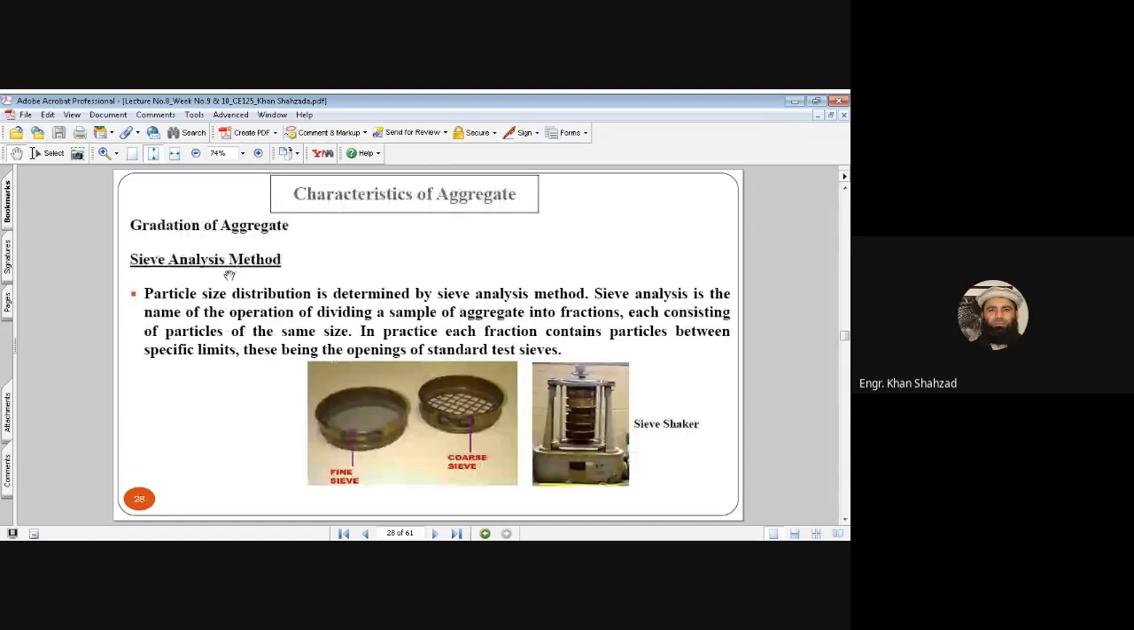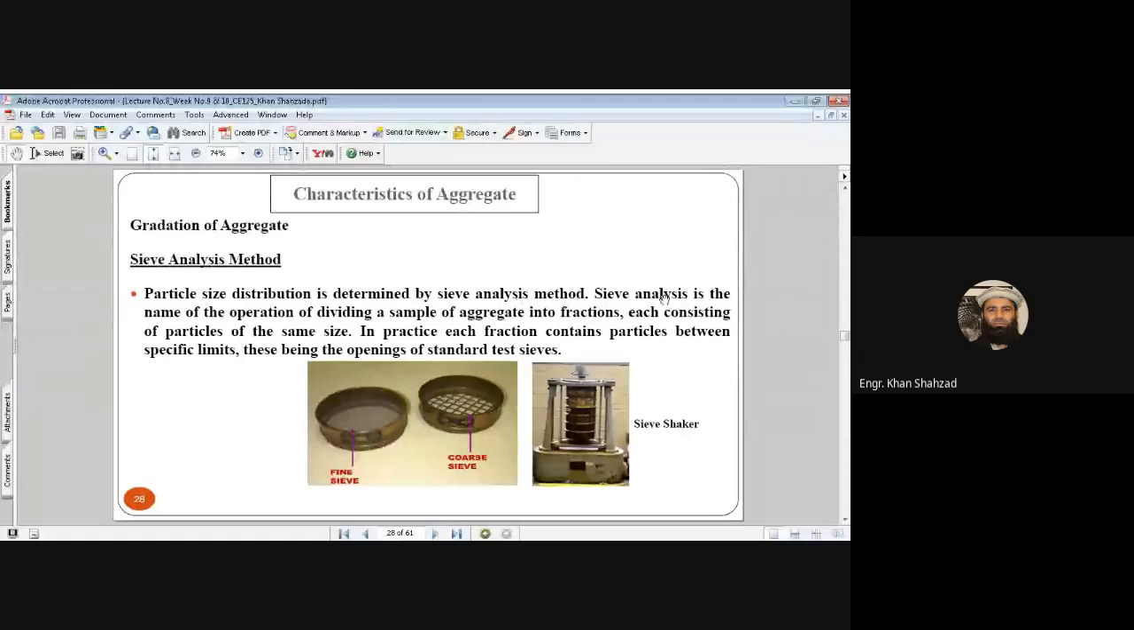As I told you, we are using sieves. So these are the fine sieves, having finer sizes, small holes. This is the coarse sieve having larger size, large holes. And this is the sieve shaker, a mechanical shaker, with the help of which you can shake the sample of material you have placed, when you want to find the grading of that sample. So particle size distribution is determined by the sieve analysis method.